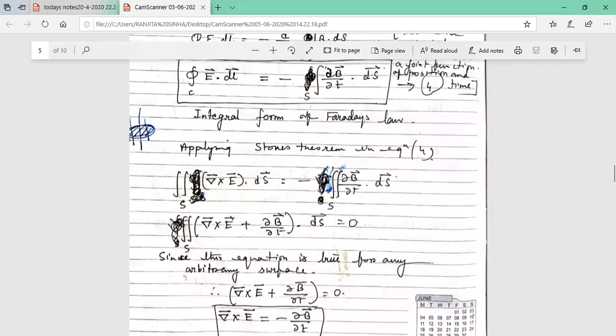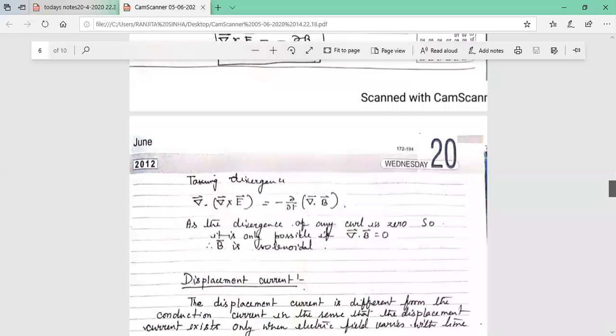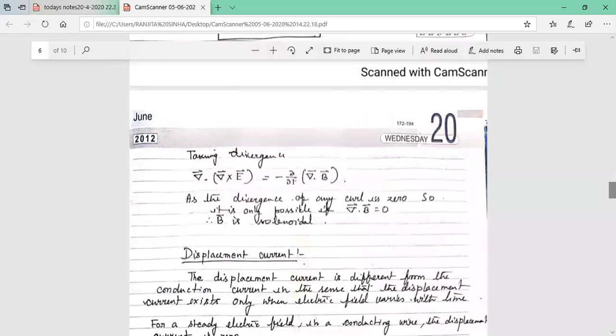So what is the differential form of Faraday's law of electromagnetic induction? Curl of E equals minus del B by del t, and the integral form is the line integration of E dot dl equal to minus the surface integration of del B by del t dot ds. Both laws are very important because these are among Maxwell's equations. I will come to that later. Now here you can prove it by taking divergence.